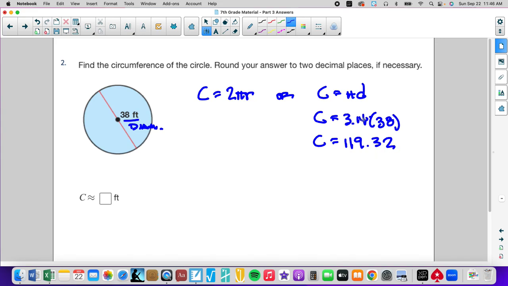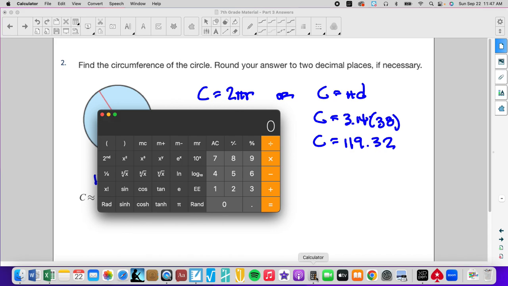And so, rounding to 2 decimal places, I would say 119.32 feet. Unfortunately, the book is contradictory. So when you do this value, it tells you that it's wrong. And the value that they give you in the answer key is 119.38. And the way that is, they use the true value of pi.